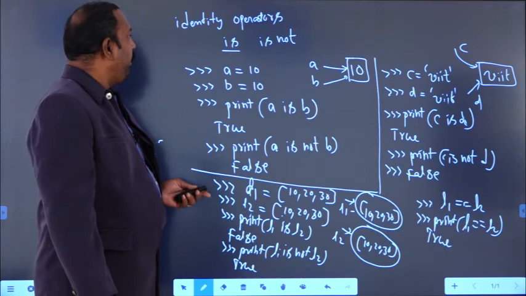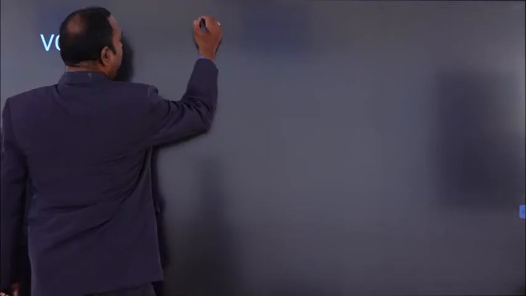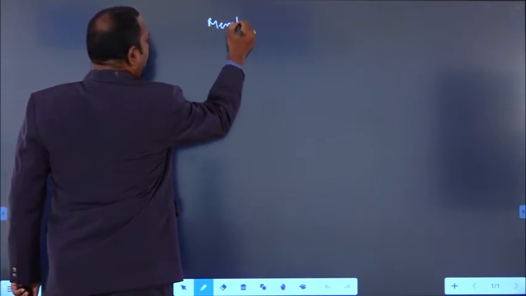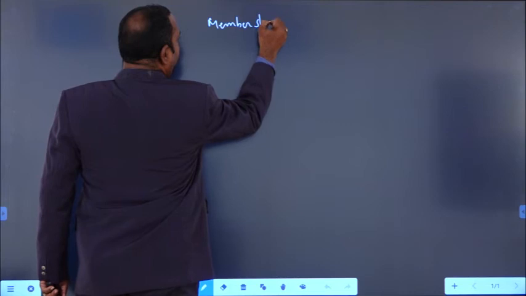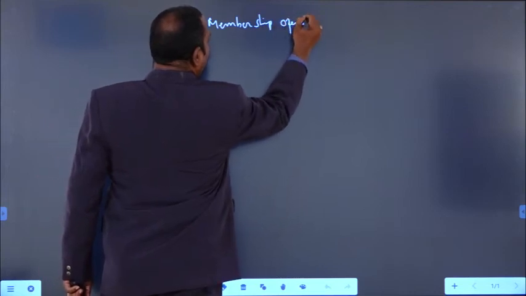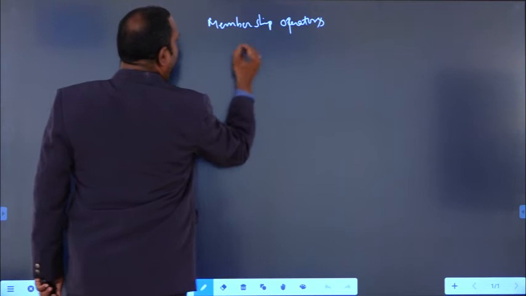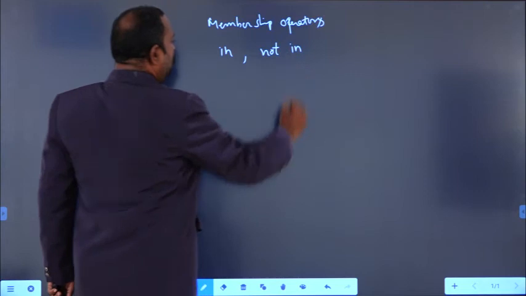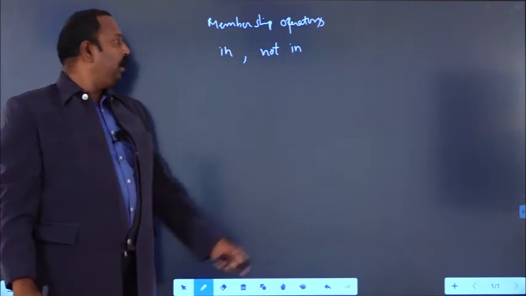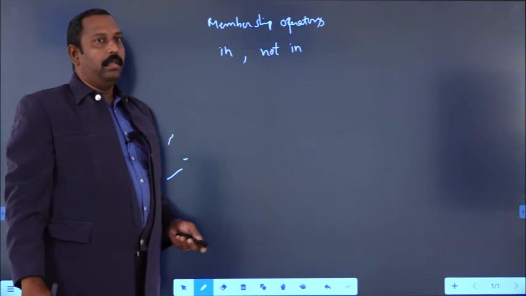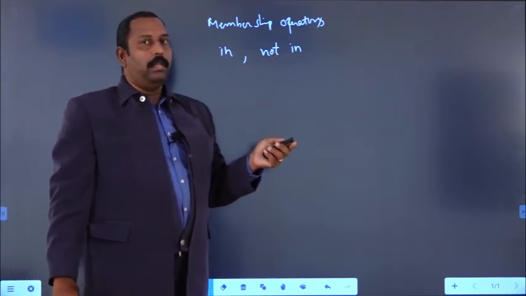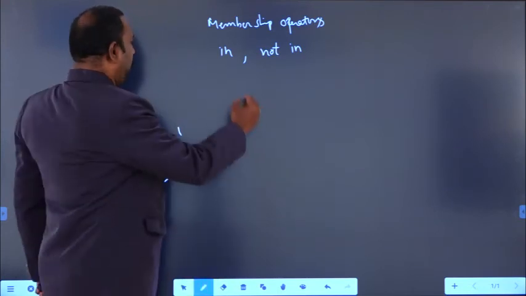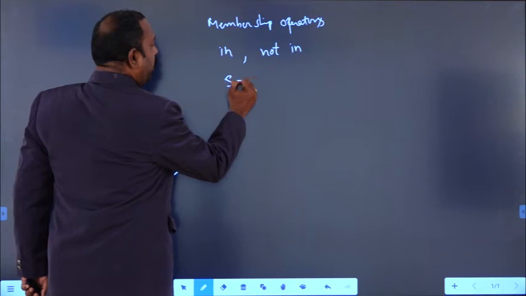And next one is in and not in. The last one is the membership operators: in, not in. If the variable is found in a sequence, you will get the value true in the case of in. But if the variable is not found in the sequence and you use the not in operator, you will get the output true.